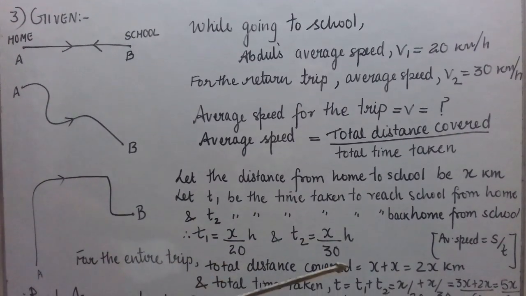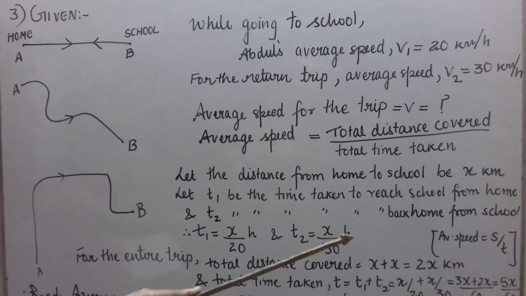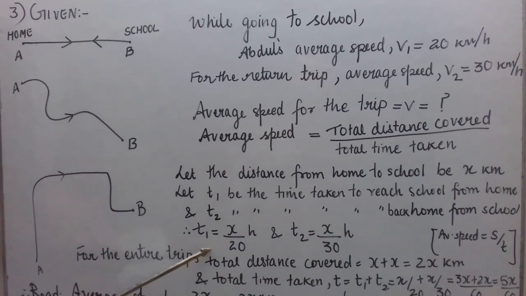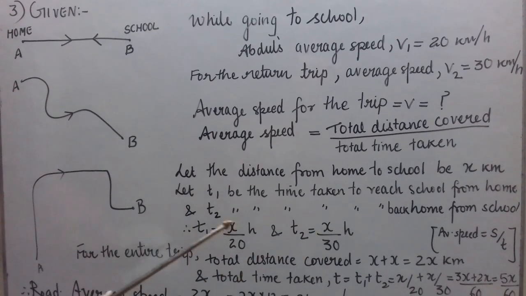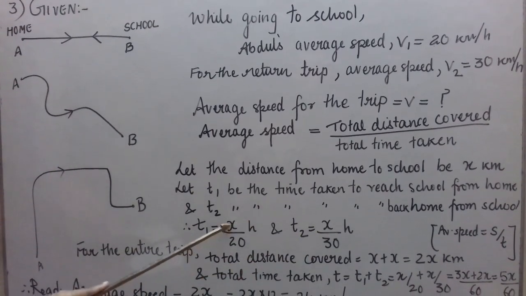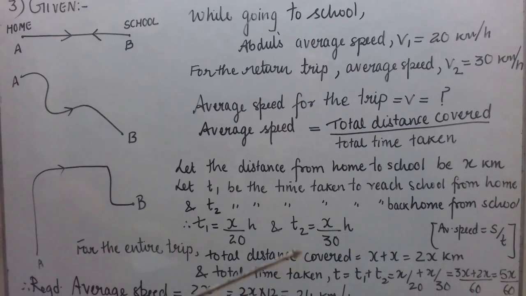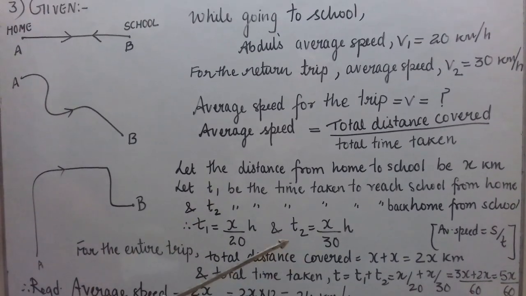Similarly, using the same formula, T is equal to S upon average speed, we can find that T2 is X upon 30 hours. The distance is the same in both cases. Only the average speed is different and hence the times will be different.